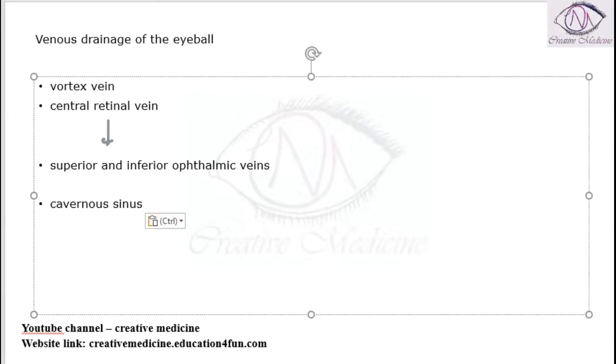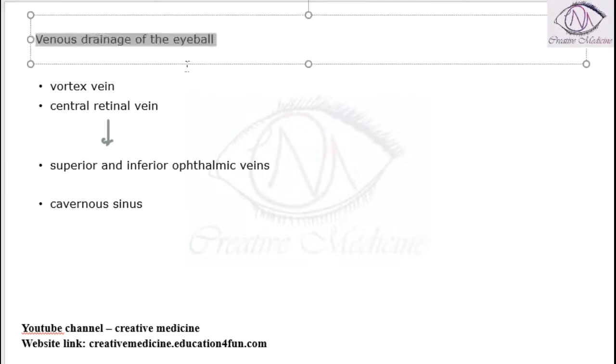What is this cavernous sinus? It is a dural venous sinus present behind the eye. So mainly the venous drainage is by vortex veins and central retinal veins.